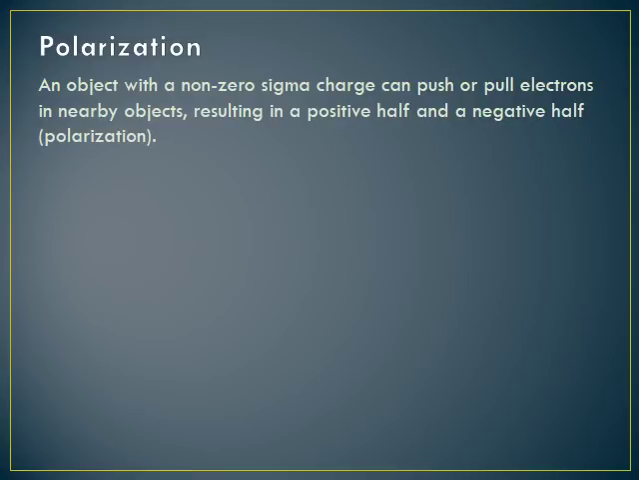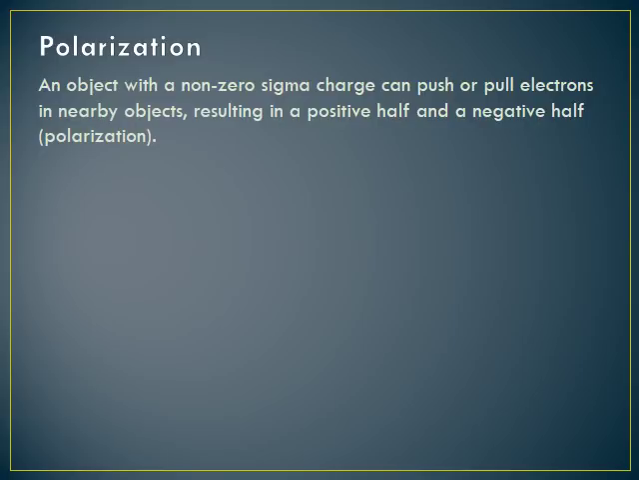We're almost done with the slideshow, but I wanted to talk about a process called polarization because it actually is really a big deal in the real world and is probably something you've noticed a lot. So polarization is what happens when you have one object that has a charge and you're getting it close to other objects, any other object.